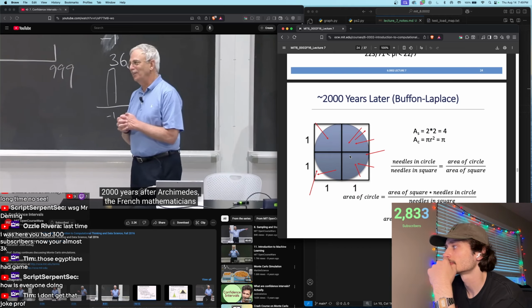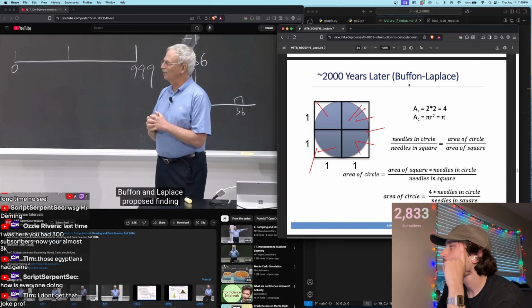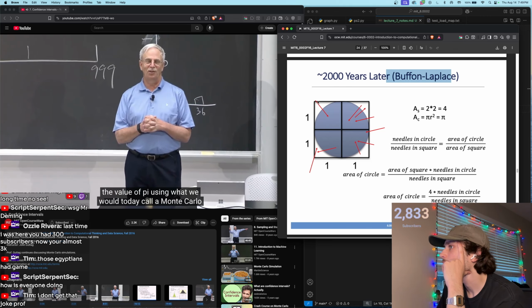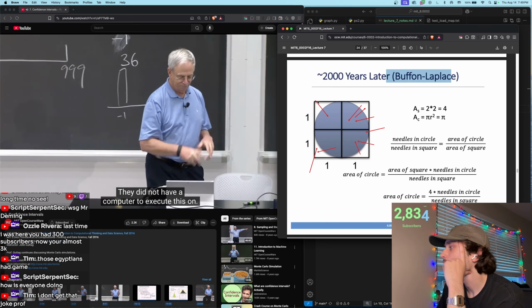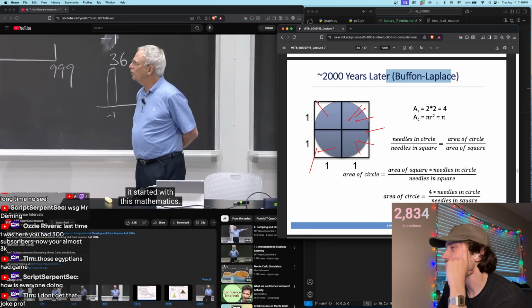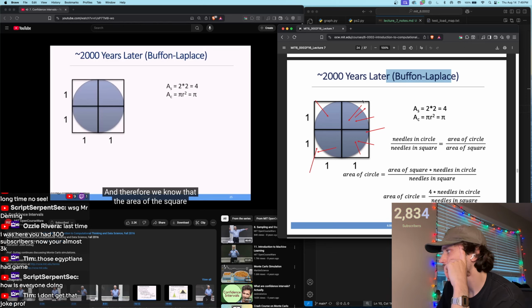2,000 years after Archimedes, the French mathematicians Buffon and Laplace proposed finding the value of pi using what we would today call a Monte Carlo simulation. They did not have a computer to execute this on. They just did it by hand. So what they proposed started with this mathematics. They took a circle and inscribed it in a square, a square of 2 units of whatever it is per side. And therefore, we know that the area of the square is 2 times 2, or 4.